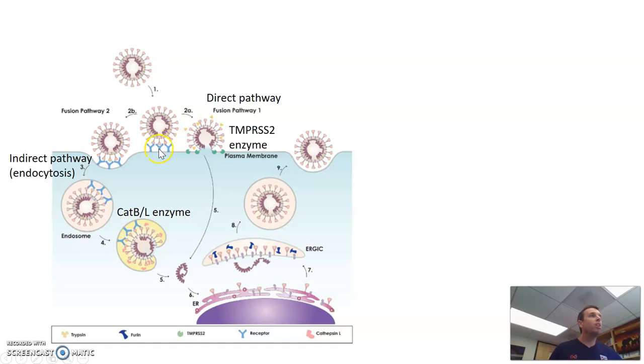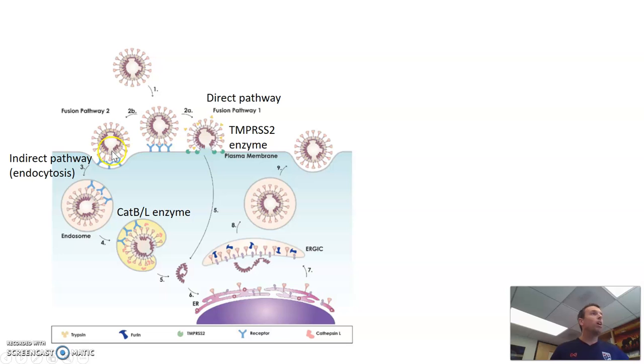However, binding to the receptor isn't enough. The virus can be attached but just still out here on the cell surface unless it is able to get its viral genome inside the cell. So there are two ways this can happen. One is the direct pathway, where something on the cell surface actually causes fusion of the two membranes, the viral membrane and the cell membrane, and that allows the viral genome to enter.